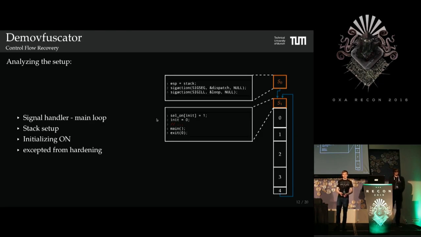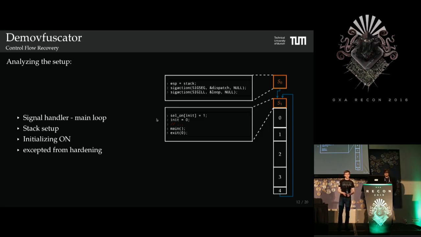As Julian mentioned, the first initialization sets up two signal handlers to do external calls and also to loop around. And it sets up the stack as well. The interesting part is here marked S1. It is part of the main loop, actually, but it is also statically in the binary and also not prone to any hardening because it's emitted only once. And that's at the time when the object files get linked together, or right before that. So you won't see any hardening on this part, so parsing it is quite simple.